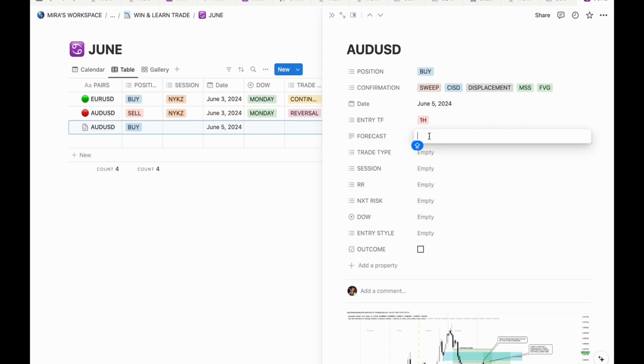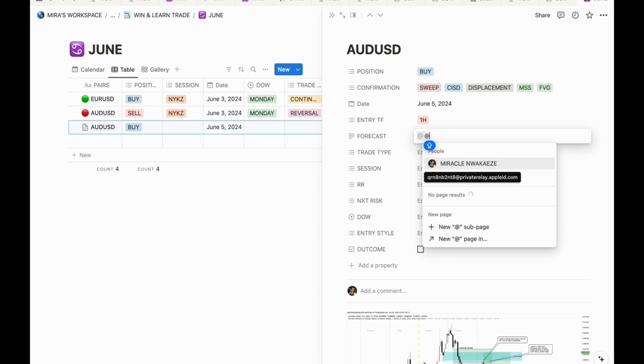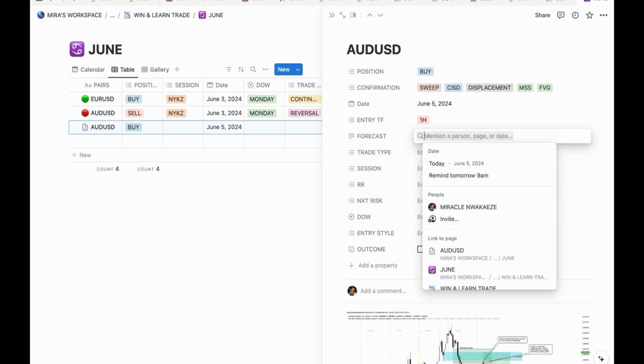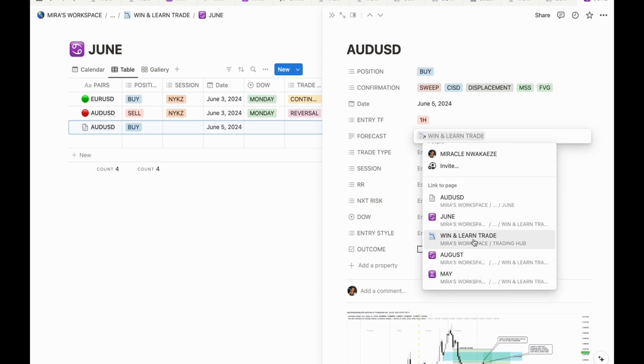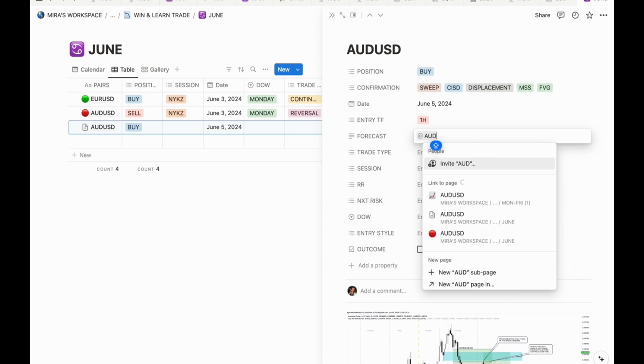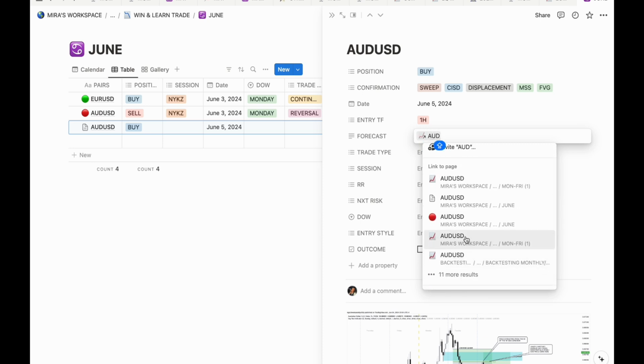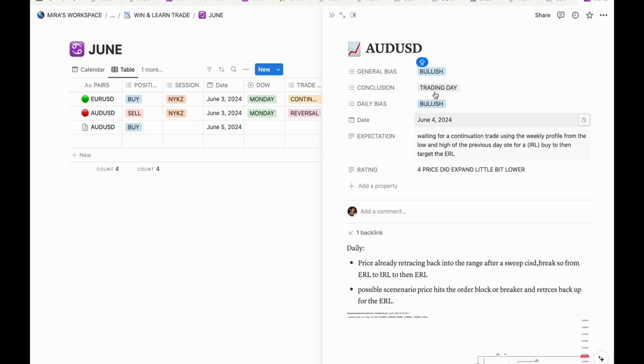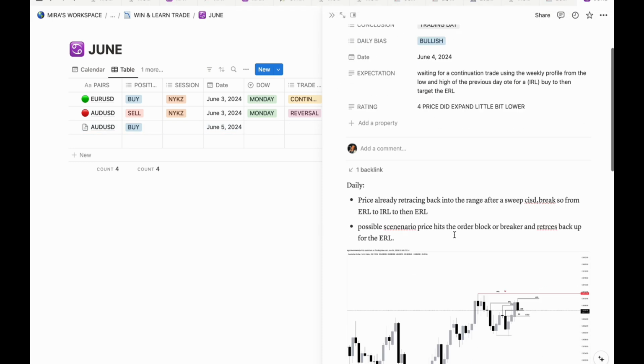Then my forecast, this is a very, very important thing. So for my forecast, I hold the shift button and the at button. When I hold shift and the at button, I go here and look for the AUD USD forecast, and I link it here. Then I open it, and you see the 4th, that was yesterday's forecast.